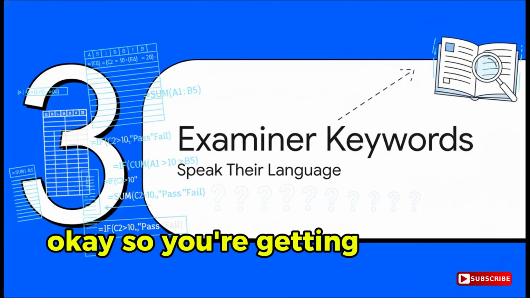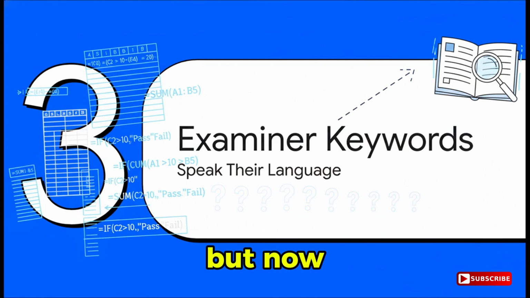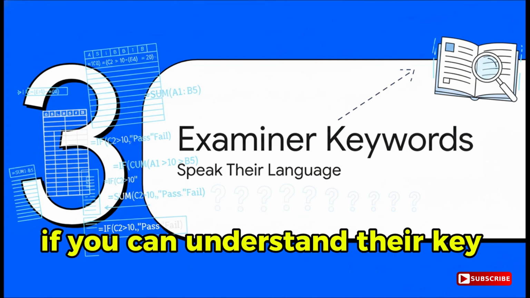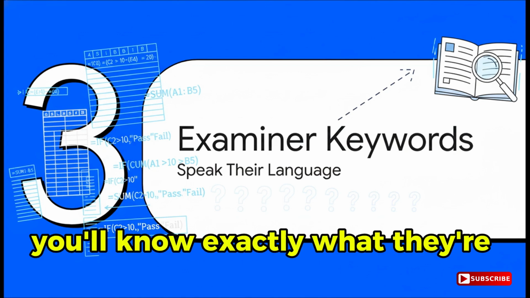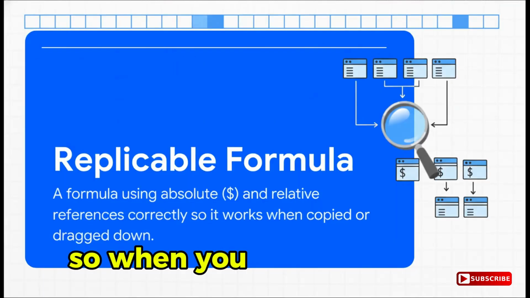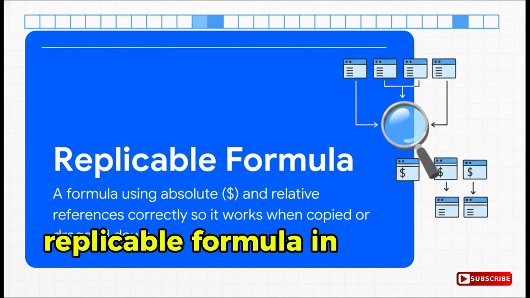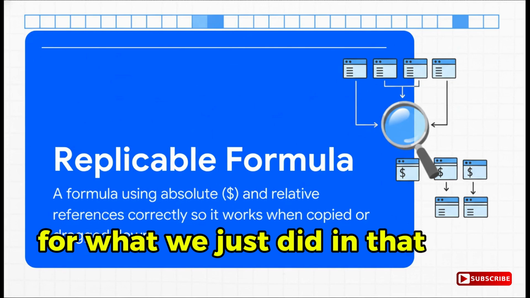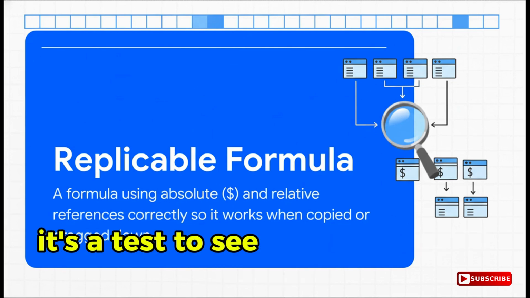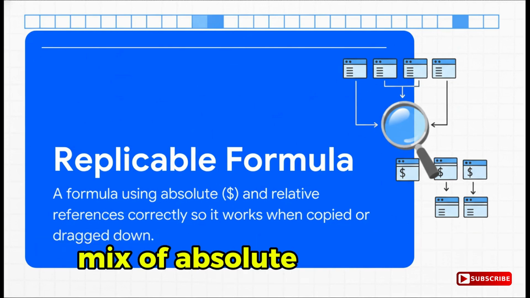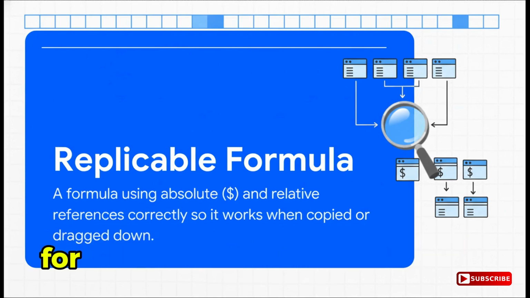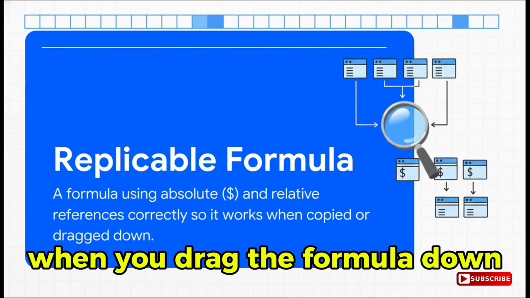Okay, so you're getting good at building the formulas, but now we need to learn to speak the examiner's language. If you can understand their key words, you'll know exactly what they're looking for. So, when you see the phrase "replicable formula" in the exam paper, this is basically their secret code for what we just did in that last example. It's a test to see if you can use a smart mix of absolute references, the ones with dollar signs that stay fixed, and relative references for the bits that need to change when you drag the formula down.